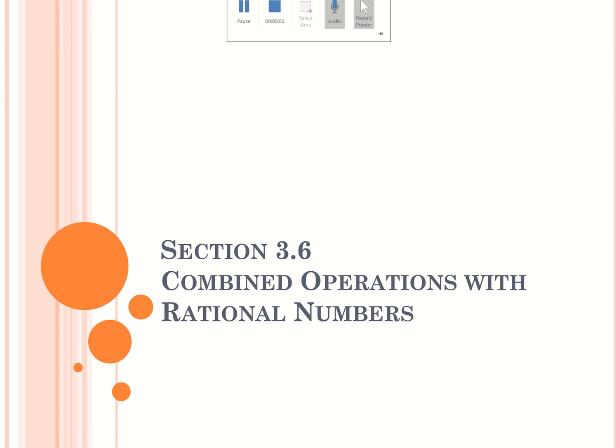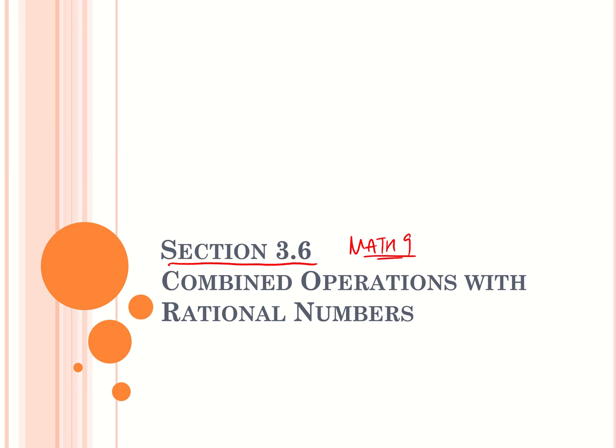Okay, so this is section 3.6 for Math 9, and this is the last lesson for chapter 3. This lesson is about how you do BEDMAS when you have rational numbers. BEDMAS is about order of operation. B stands for brackets, E is exponents, D and M is divide and multiply, A and S is add and subtract. So this lesson is about how you do order of operation whenever you have rational numbers.